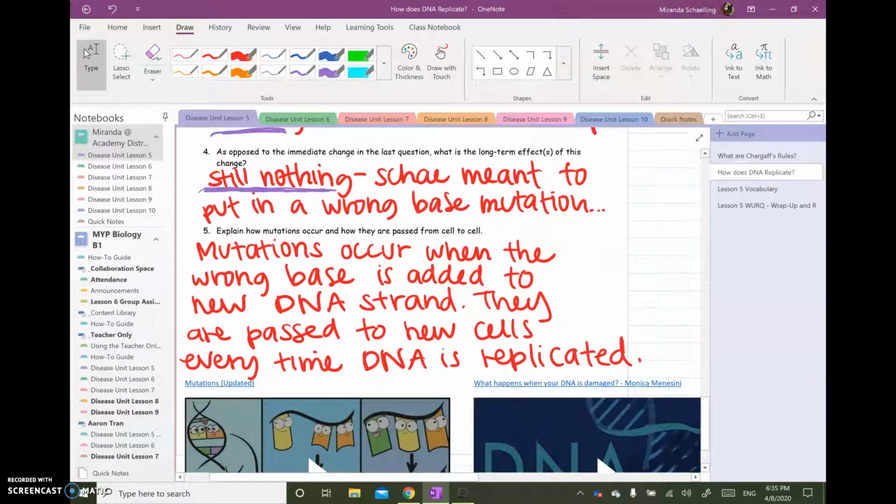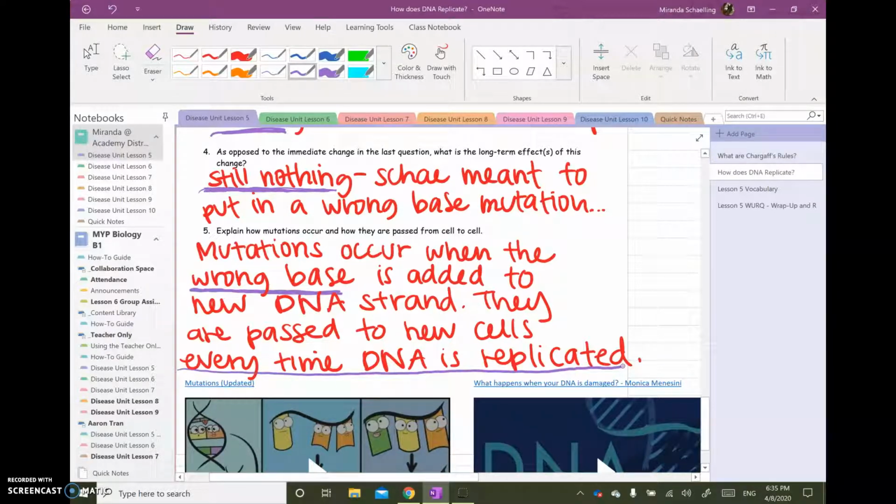But we can still answer this question number 5, explain how mutations occur and how they're passed from cell to cell. Mutations occur when the wrong base, just like it was when we did melanin, is added to the new DNA strand. They are passed to new cells every time the DNA is replicated.